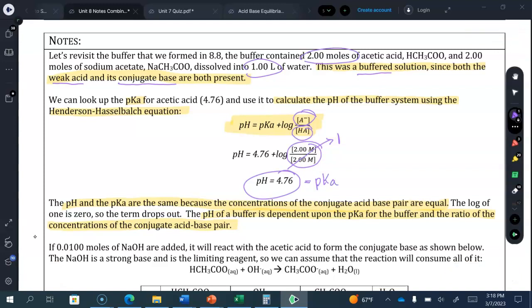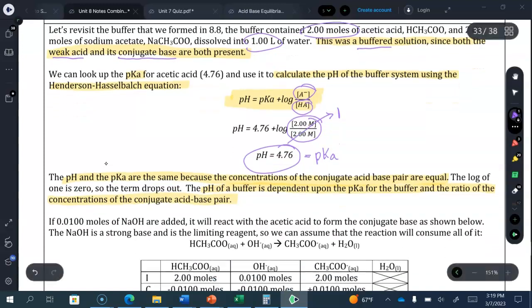The pH and the pKa are the same because the concentrations of the conjugate acid-base pair are equal. The log of 1 is 0, so the term drops out. The pH of a buffer system is dependent upon the pKa for the buffer and the ratio of the concentrations of the conjugate acid-base pairs.